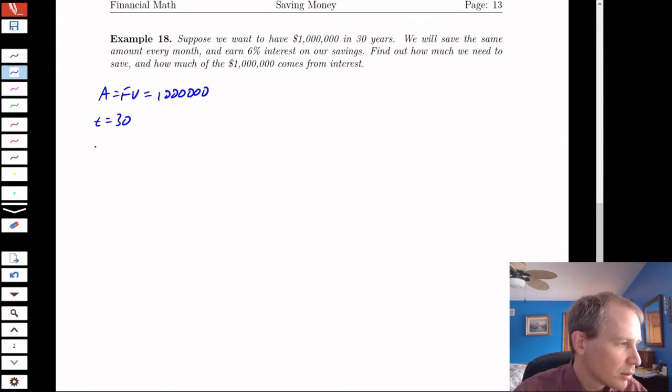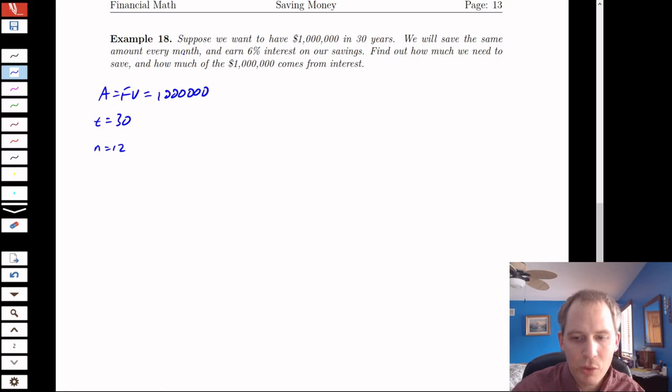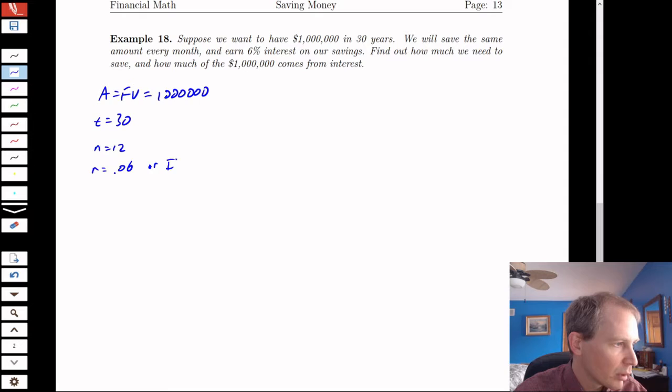Okay, we're going to save the same amount every month, so n is 12. And it's this saving the same amount every month that tells me that I'm using the formulas from this section, that I'm doing this saving formula, as opposed to the compound interest formula from the section before this. Because with the compound interest formula, we put a lump sum at the beginning, and then we save money and see what happens to it. Here, we're putting the same amount in every month. Okay, the rate is 0.06. More I percent is 6. Okay, and we want to find the payment or deposit amount, right? Our present value is 0.